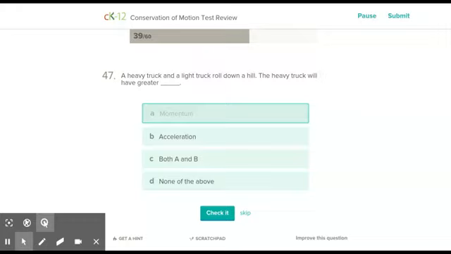Number 45, a heavy truck and a light truck roll down a hill. The heavy truck will have greater what? So your answer should be momentum because momentum is m times v, right? The mass will have more impact on the momentum. However, when they roll down the hill, acceleration is due to gravity as well. So the gravity is the same, so momentum should be right.